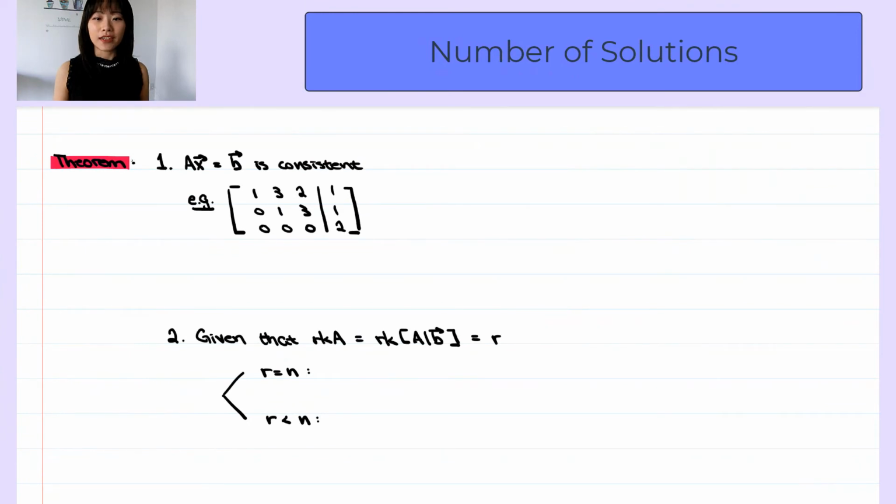So the theorems are as follows. If we let A be an n by n matrix, then A times the variable column X equals B is consistent if and only if the rank of A equals the rank of the augmented matrix.